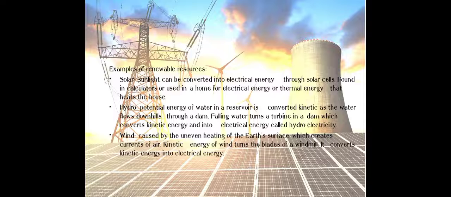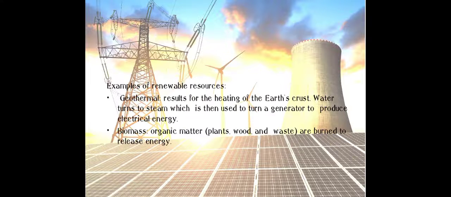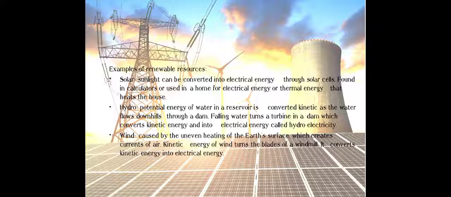Examples of renewable resources are solar, hydro, wind, geothermal, and biomass. Solar: sunlight can be converted into electrical energy through solar cells, found in calculators or used in a home for electrical energy or thermal energy that heats the house.